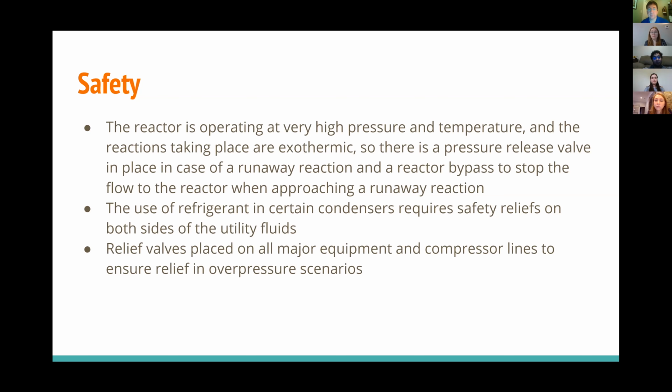We're using refrigerant on some of our condensers in the top of the 3 towers, and so those will require safety relief valves on both sides of the utility fluids, and we'll have relief valves placed on all major equipment and lines to ensure pressure relief in case of overpressuring.